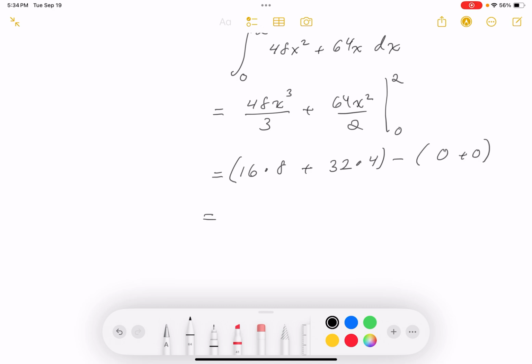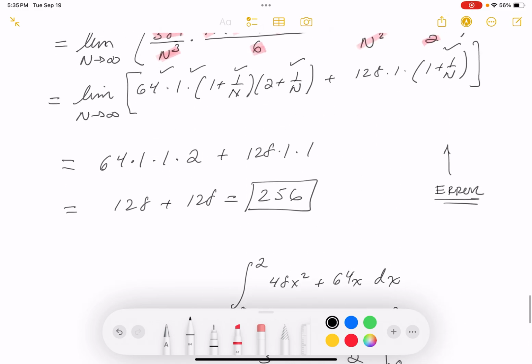16 times 8, that's going to be 128. And 4 times 32, well, let's see, 4 times 30 is 120, and then you get 8. Let's add this all together. 128, 248, 256. All right, we get the same exact answer. Right, they asked me to do the limit, though, and I did that.